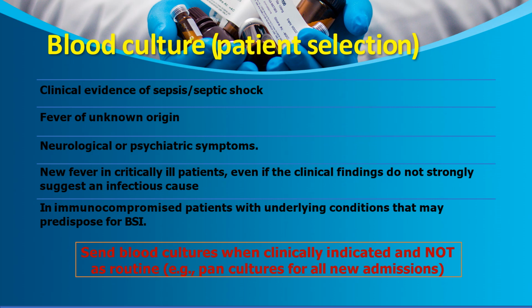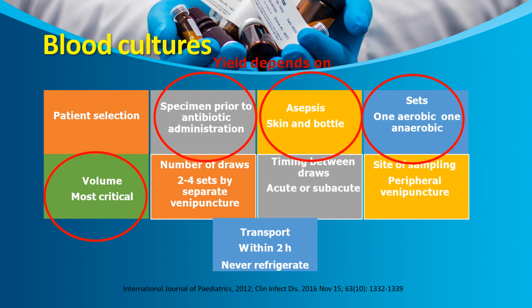Blood culture provides the clinical evidence of sepsis in case of fever of unknown origin. In neurological or psychiatric symptoms, blood culture is indicated. New fever in critical infection, or any clinical findings that do not strongly suggest an infectious disease, then blood culture is indicated. It is indicated in immunocompromised patients with underlying conditions that may predispose to bloodstream infections. Send blood cultures when clinically indicated and not as a routine, for example, pan culture for all the new admissions. So blood culture yield depends upon the specimen prior to antibiotics, asepsis, sets of blood cultures, and volume.